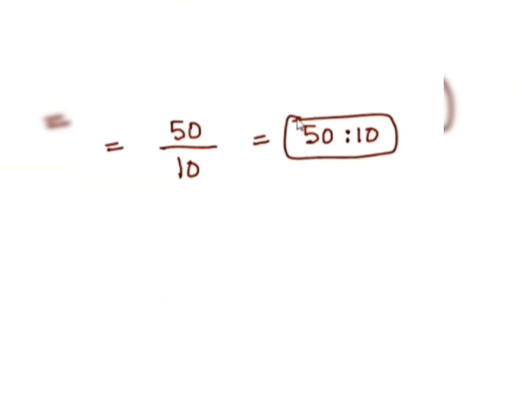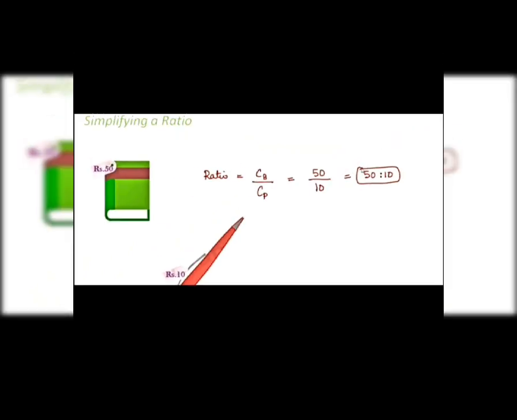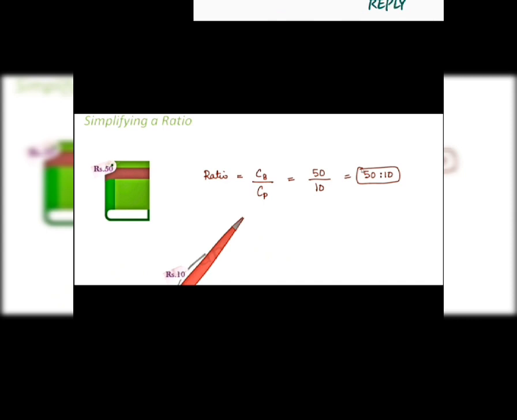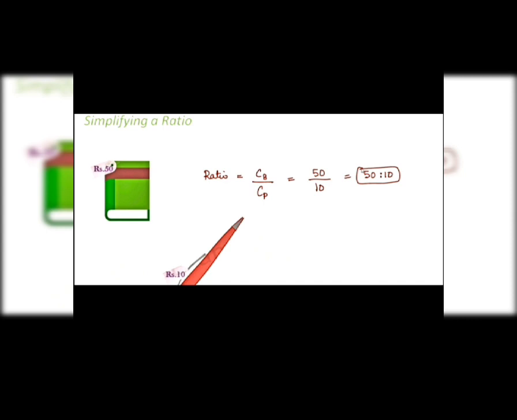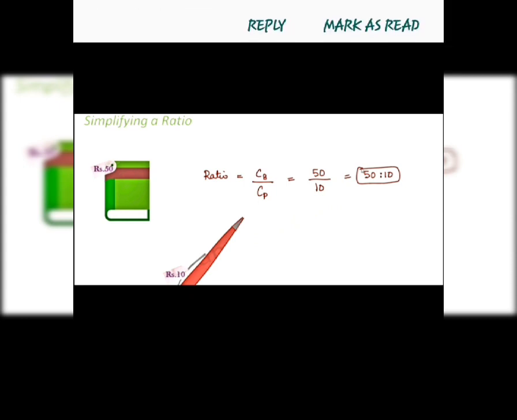Now, do you think this ratio is in its simplest form, or can you break it down further? You might ask, how do I know if it's in simplest form or not? You just need to do a very simple thing. Observe closely if these two numbers, 50 and 10, have any common factor between them except one.